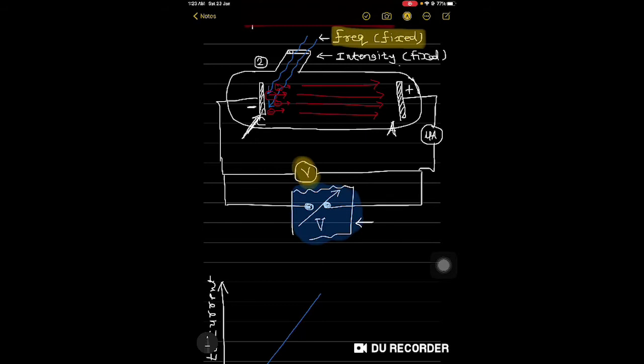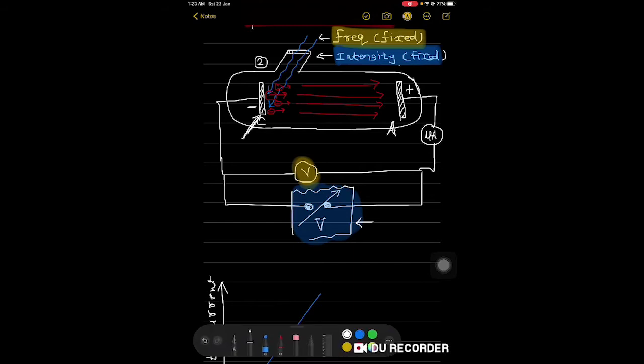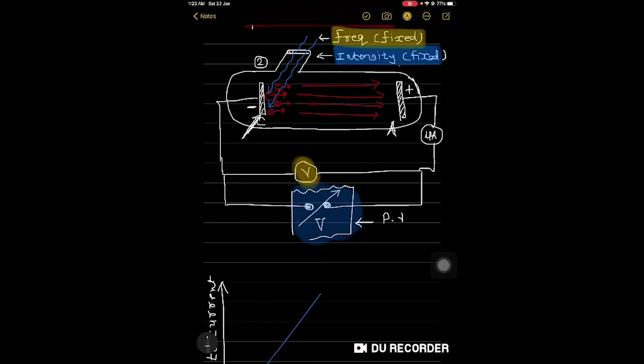Now in this case we will fix these two quantities. So first, frequency and intensity are fixed, and we will keep varying the PD. So here we say that this PD is variable. Now we will see how it has an effect on photocurrent.